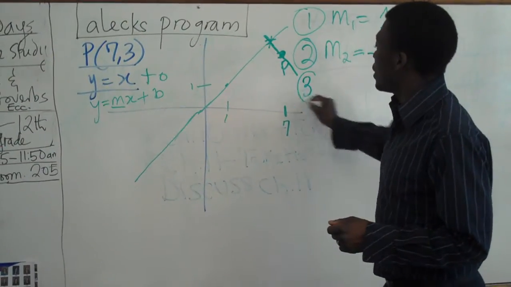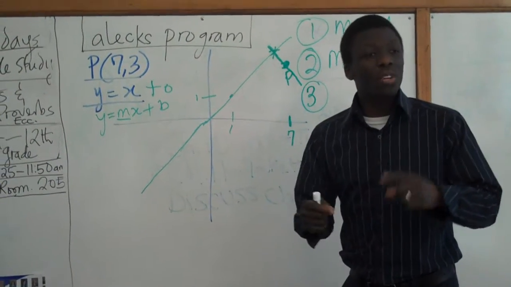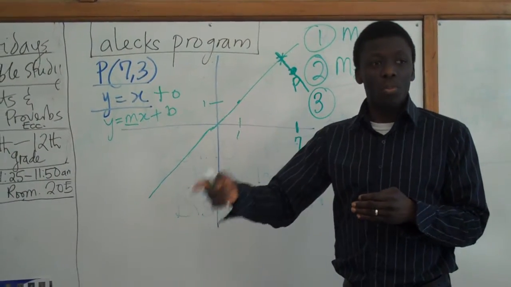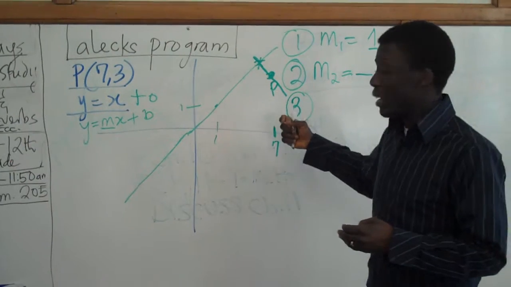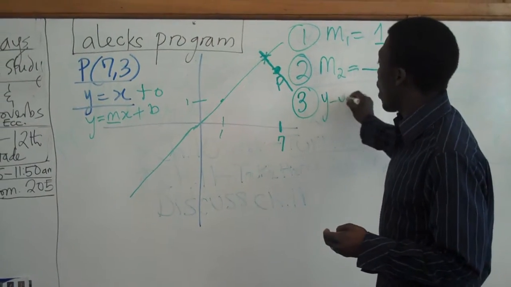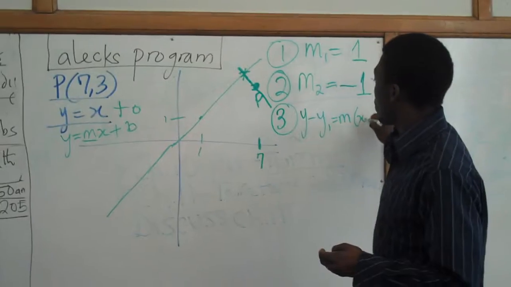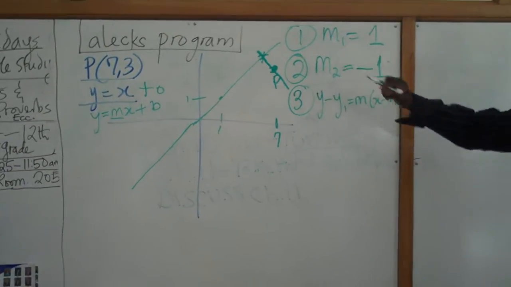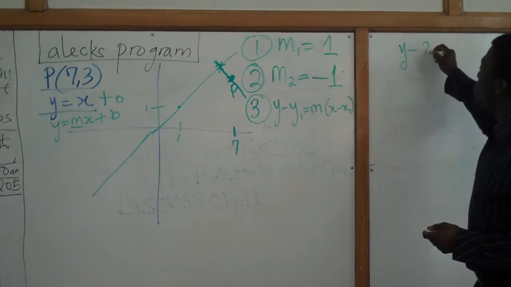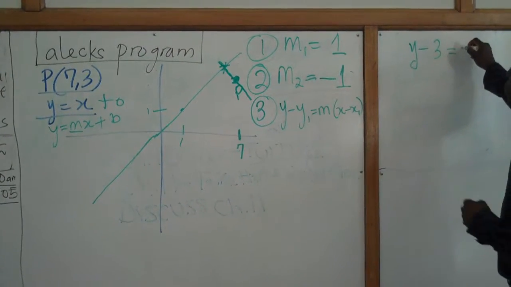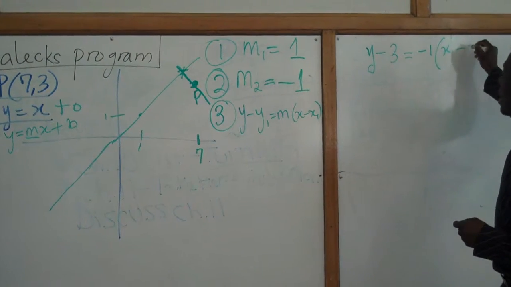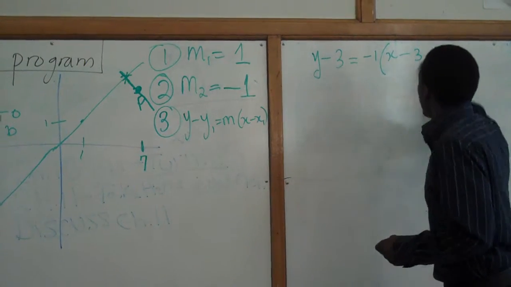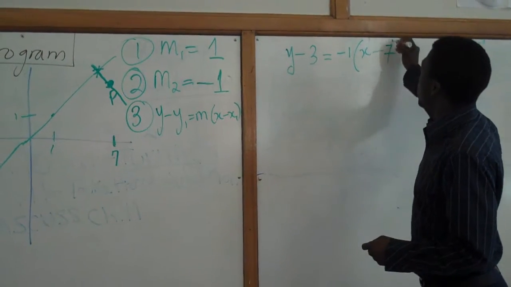The third step we deal with now is we try to find the equation of the second line. We know what the slope is, and we can use the point slope form to find the equation of the second line. All we do is we go y minus y1 is equal to m into x minus x1. And so now we're going to move over here and plug in our values. We have y minus 3 is equal to our slope, which is minus 1, into x minus 7. And so we have the point slope form right here.